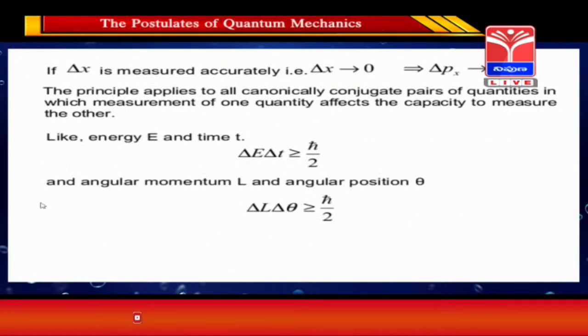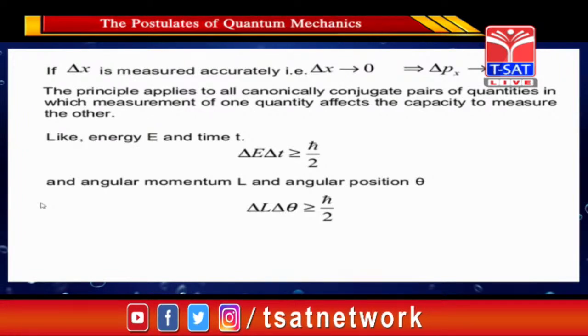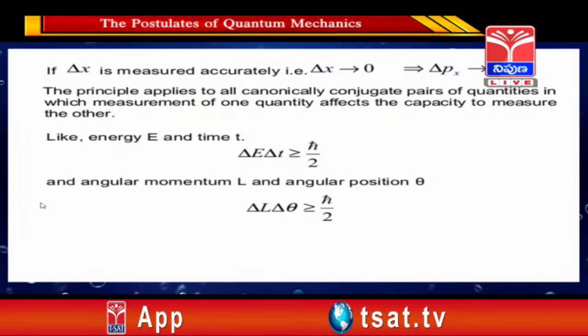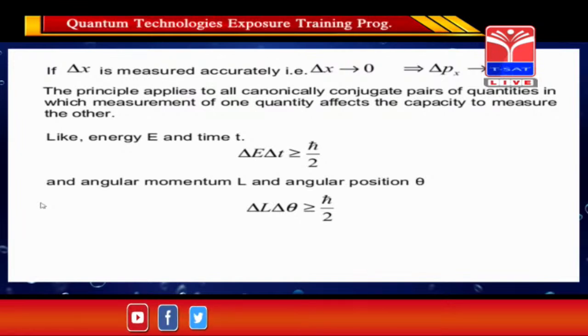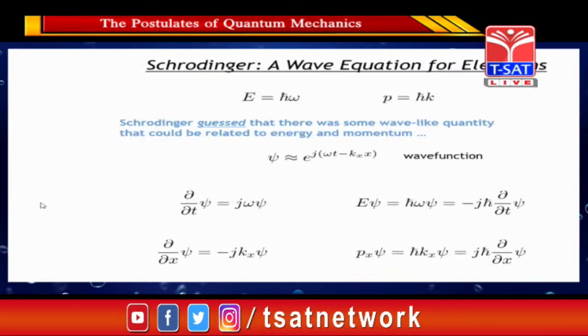This uncertainty principle also extends to other variables like angular position and the associated momentum, that is angular momentum. There is also an energy-time uncertainty relation, that is time uncertainty and energy uncertainty. So they also hold these uncertainty relations.